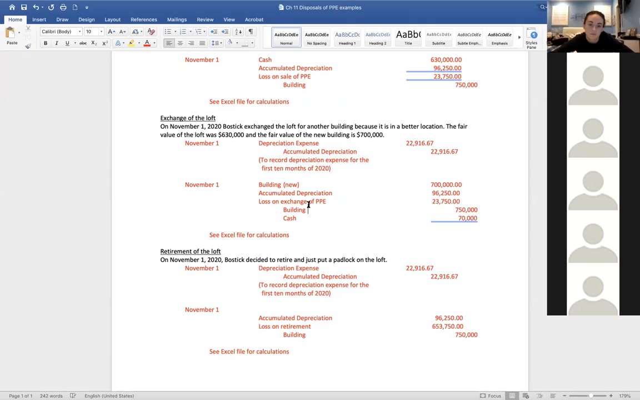New, old. So we credit 750,000 to get the old building off of the general ledger, and we debit accumulated depreciation for the balance that we had calculated in accumulated depreciation of 26,750.